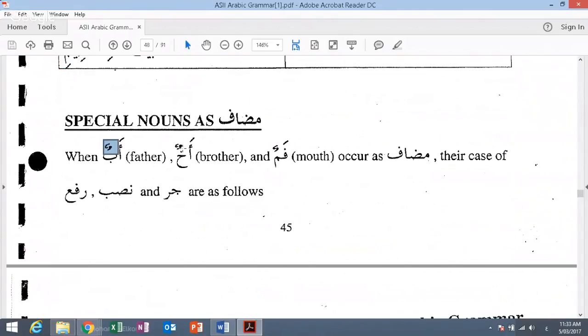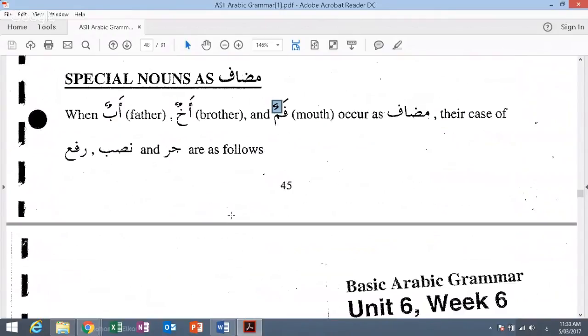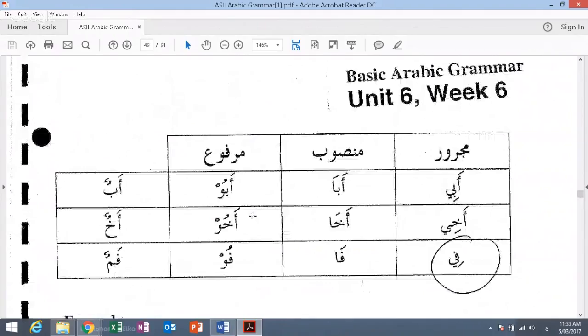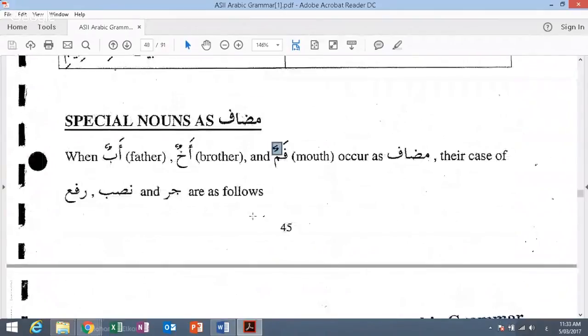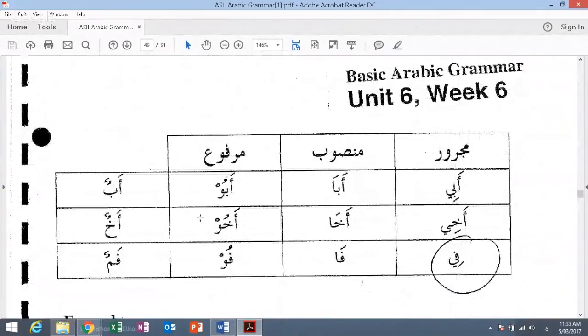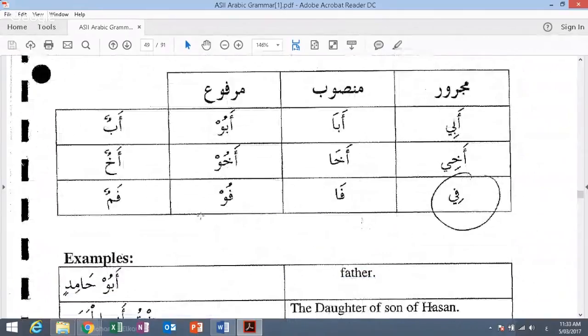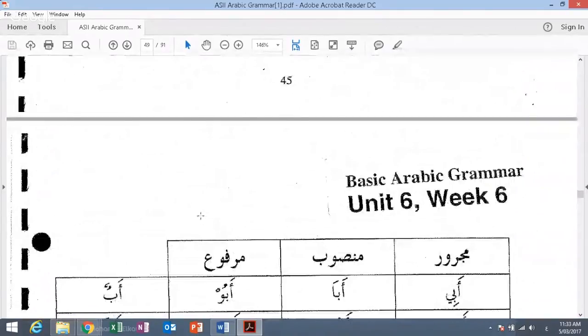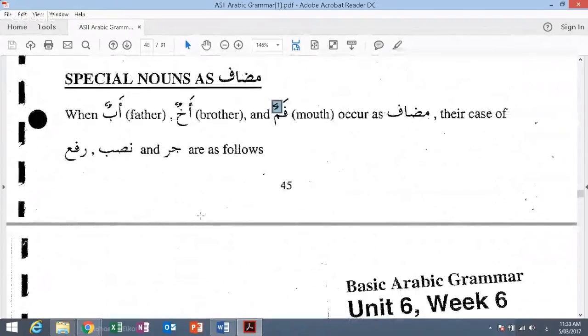Abun, Akhun, Famun, and okay, more, there's Hamun as well, and Dhu. Basically, there are 5 anyway. This says only for you 3. Abun, Akhun, Hamun, Famun, and Dhu. So basically, the other 5.